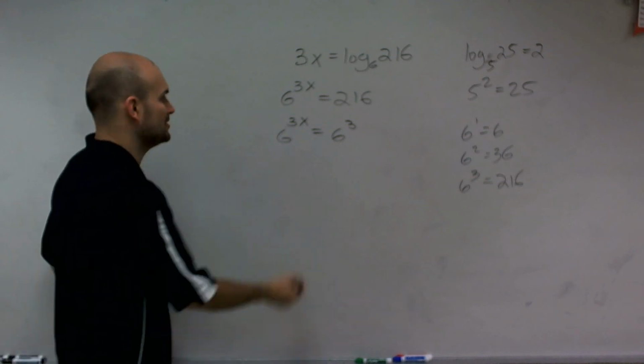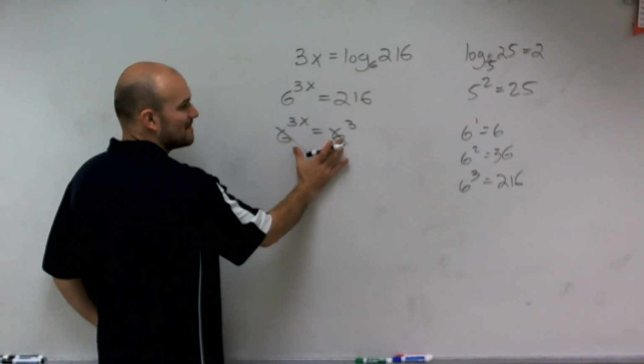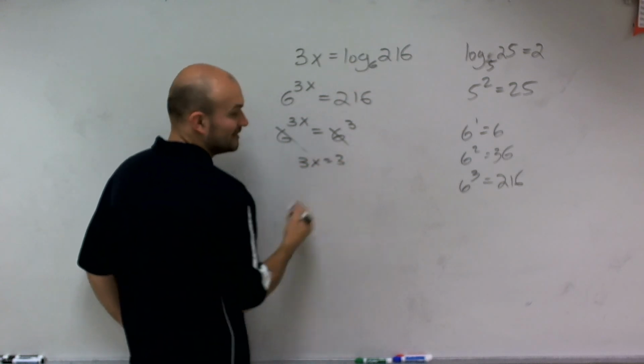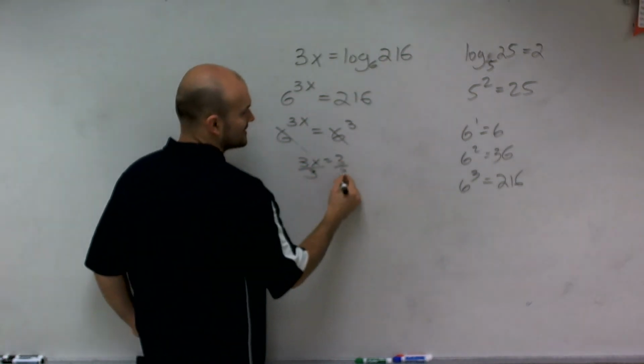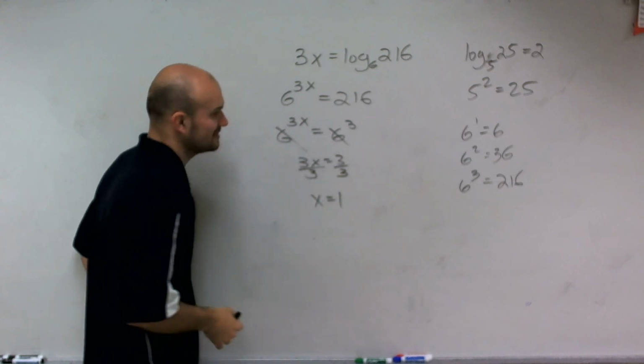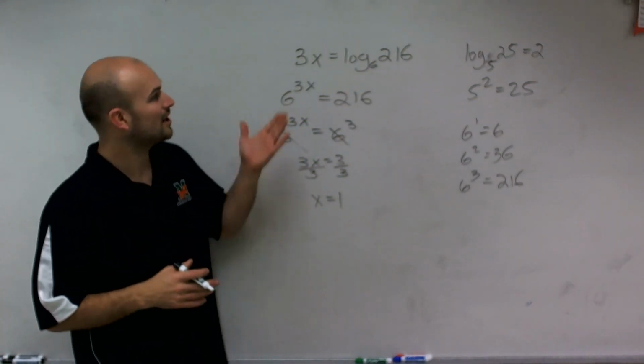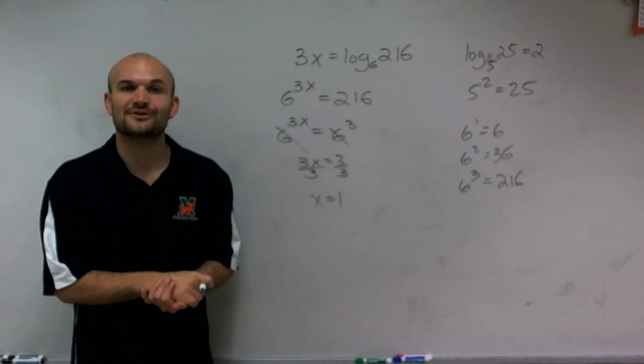Now, since my bases are equal, my powers also have to be equal to each other. Therefore, I just solve for x, and I get x equals 1. So there you go, ladies and gentlemen. That is how you evaluate or solve for x when given a single logarithm. Thanks.